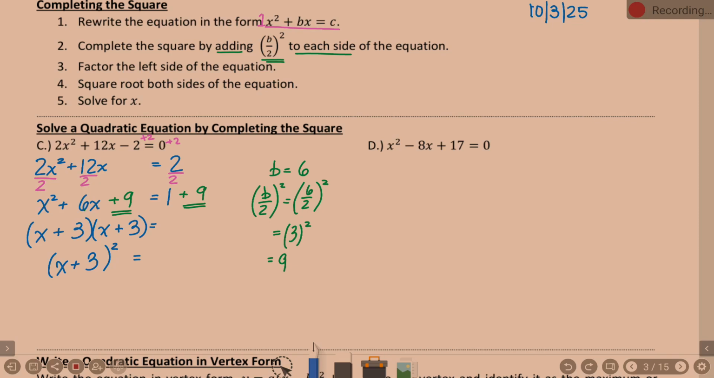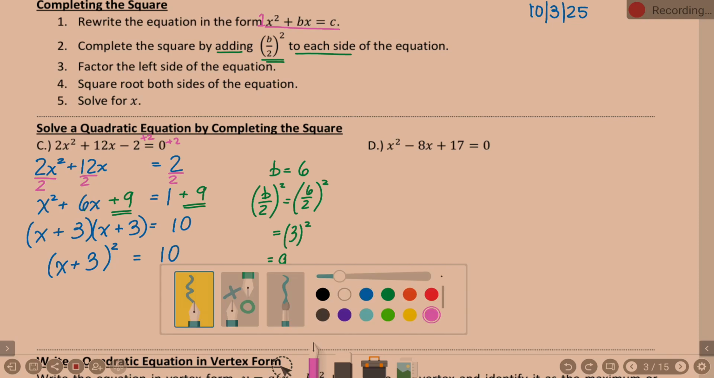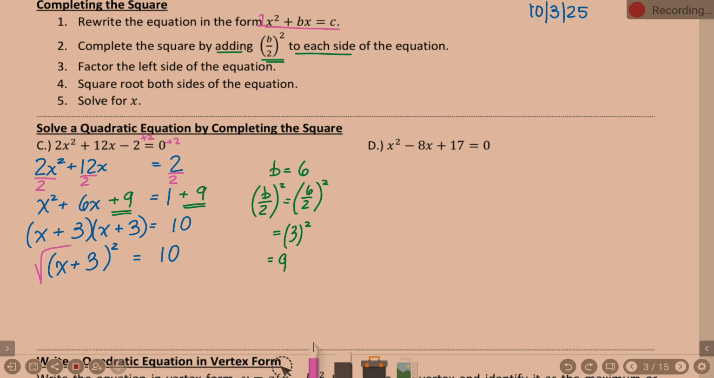Okay? Just write the second line or write both lines. Did you clean up the right? 1 plus 9 is 10. Okay, that was step 3, factor. Step 4, square root both sides. So since it says x plus 3 squared, we can square root. If we square root the left, we square root the right. What do we remember? Square root of x plus 3 quantity squared is?